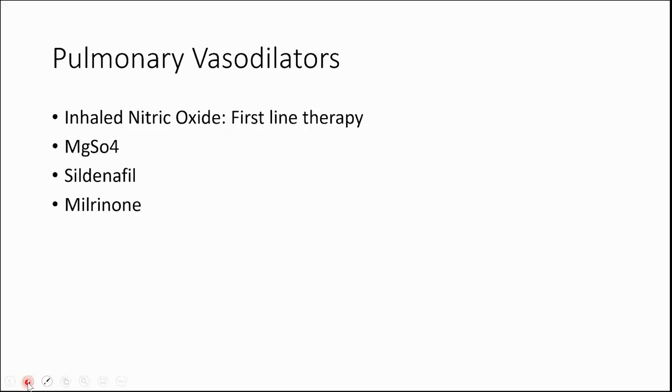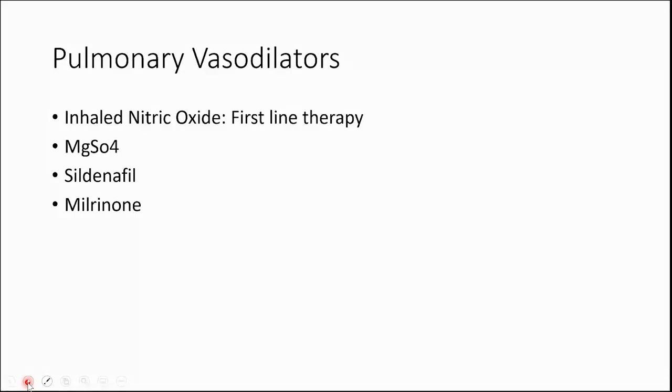Okay, so what are our options? So after doing all the initial stabilization, if you are still struggling to oxygenate this baby, then of course without delay you have to think of starting pulmonary vasodilator. So there are a couple of options. So we have inhaled nitric oxide now in all level 3 neonatal units, including where I work, Kalubowila. And then we also have magnesium sulfate, sildenafil, as well as milrinone. But remember, nitric oxide is the first line therapy.